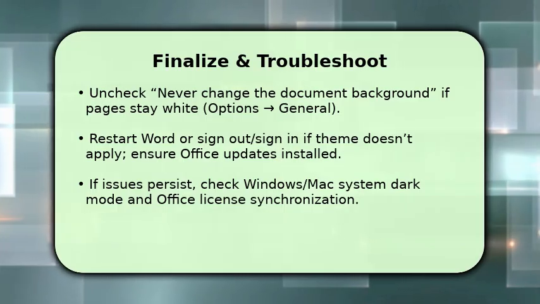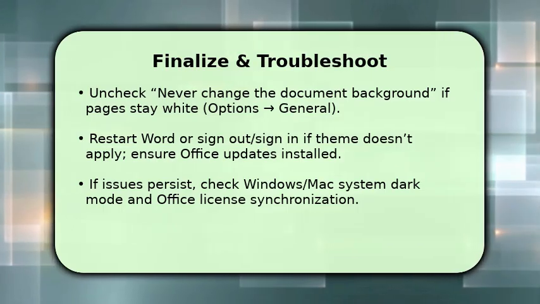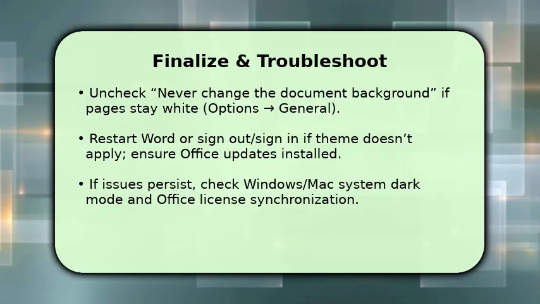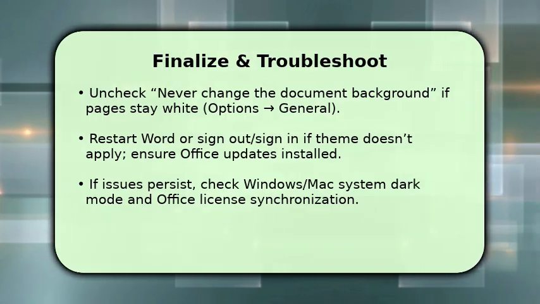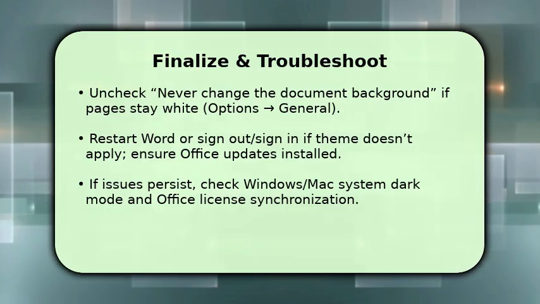Make sure Office is up to date. If you still see bright pages, confirm your OS dark mode and license sync. These can override or block theme changes. One quick troubleshooting tip: toggle the checkbox. Save, then restart Word to resolve most stubborn cases.